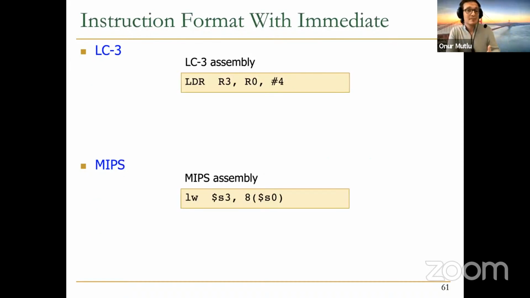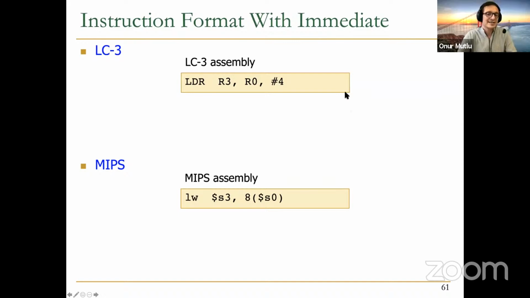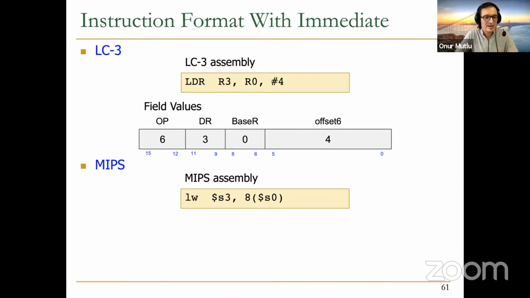Okay, let's take a look at another instruction format with an immediate. This is not really another format, but how this actually gets encoded, because we now need an immediate value, which is the literal 8 over here. Let's take a look at a similar example. This is the MIPS assembly we just showed, and this is an LC3 assembly as a similar example. This is LDR, and this is load word. Essentially, it's the same instruction in both machines.